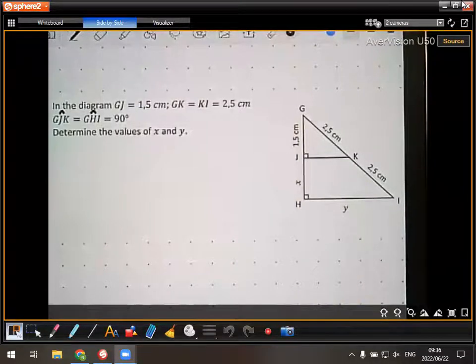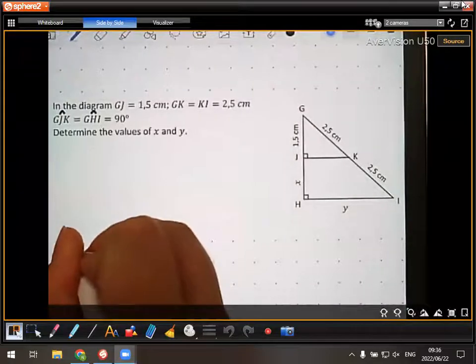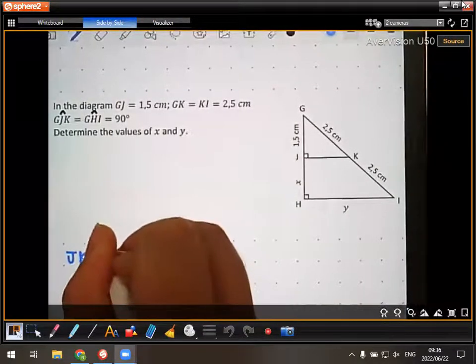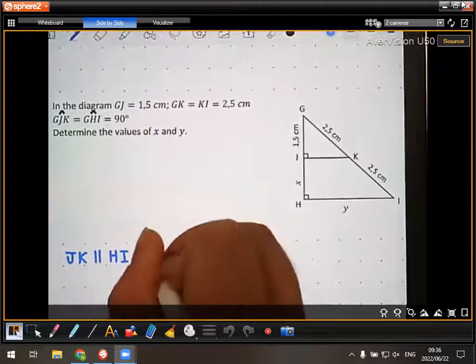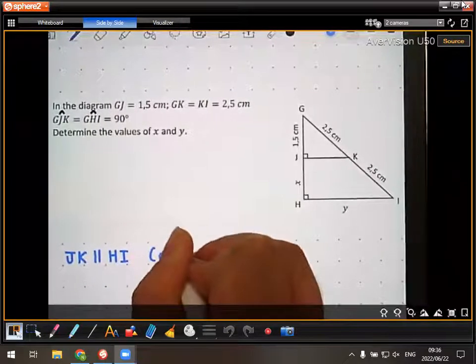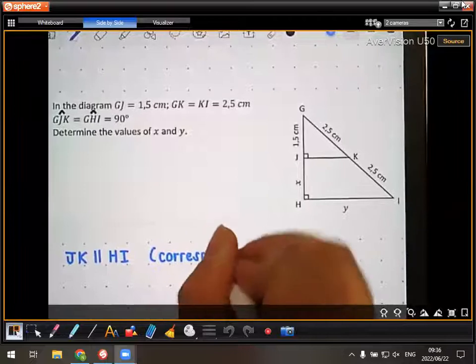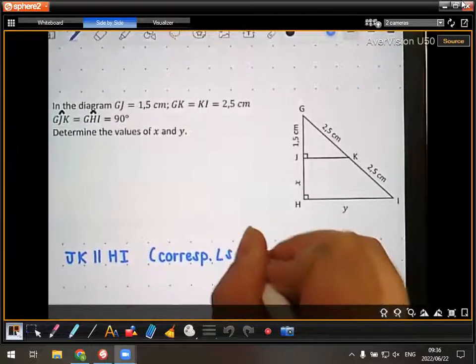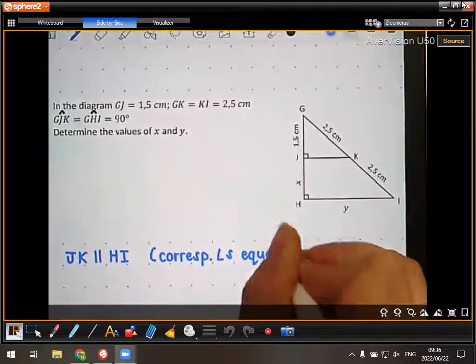So those are corresponding angles that are equal, guys, and corresponding angles are only equal if they lie on parallel lines. So we can say that JK is parallel to HI. So I'm going to write that there. JK is parallel to HI. Your reason is going to be corresponding angles equal. You can also use the equal symbol if you want.